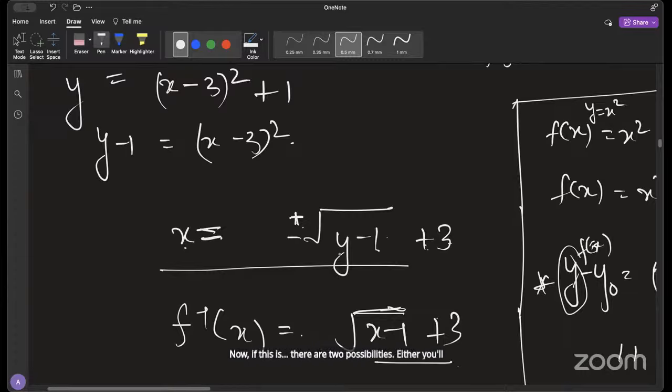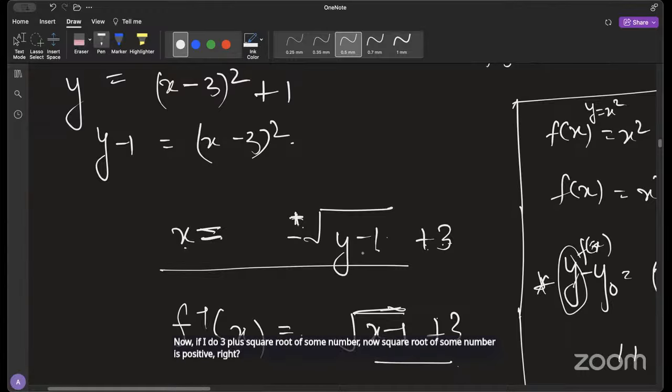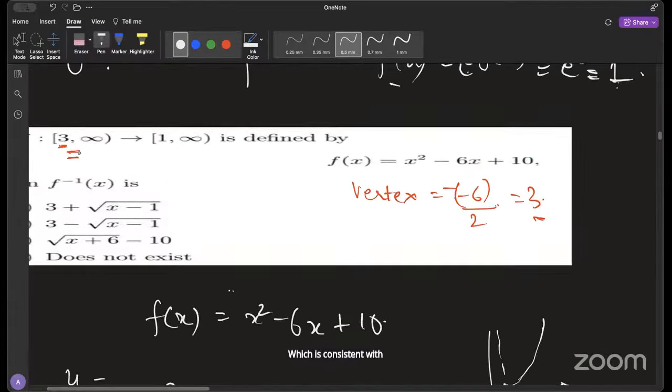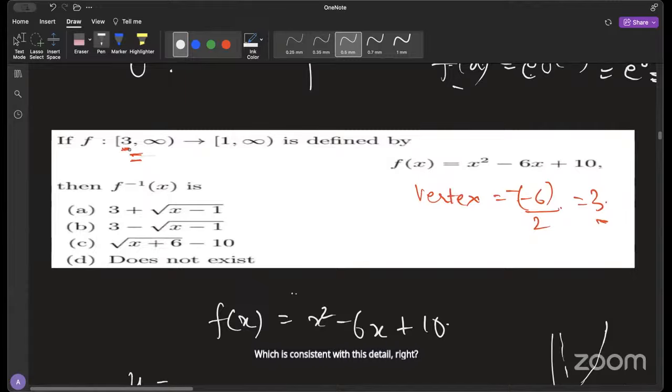Now, there are two possibilities. Either you can take positive, or you can take negative, or you can take both. Now, if I do 3 plus square root of some number, the square root of some number is positive, right? Yes, ma'am. Now, if I add something positive to 3, I'll get something greater than 3, right? That means this says your x is greater than 3, which is consistent with this detail, that your x is greater than 3.